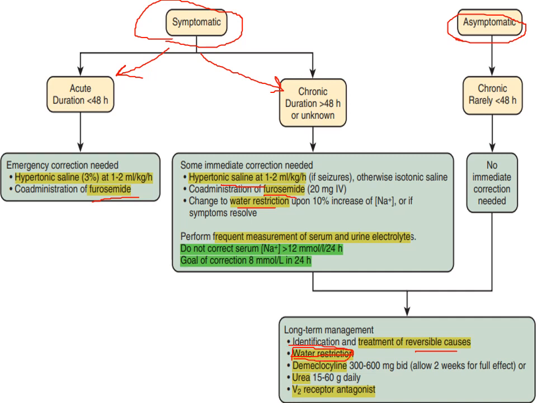You can inhibit antidiuretic hormone by demeclocycline or vaptans, and you can increase water loss by increasing solute intake, by giving urea, or increasing salt intake, causing more free water loss, correcting serum sodium.